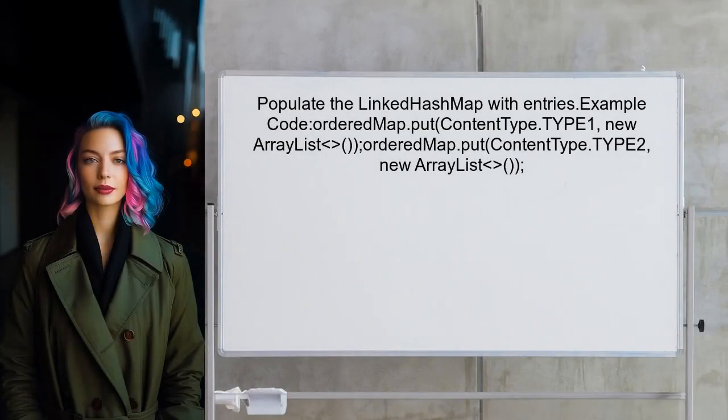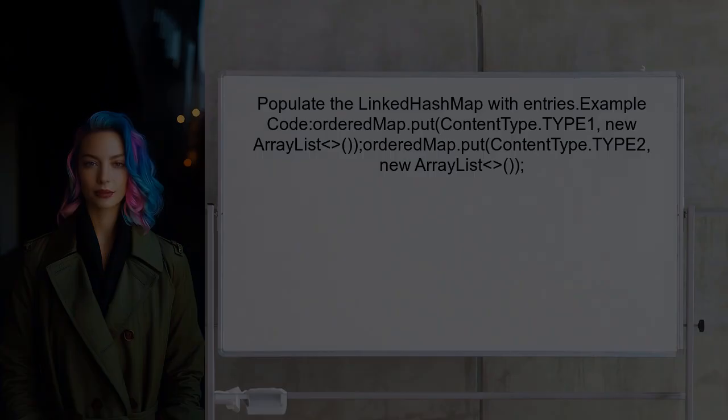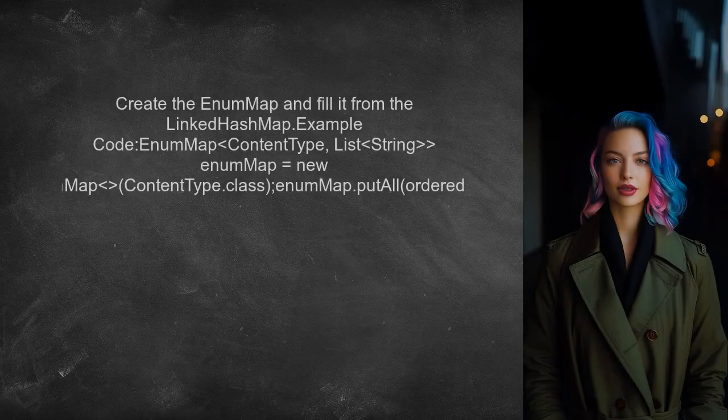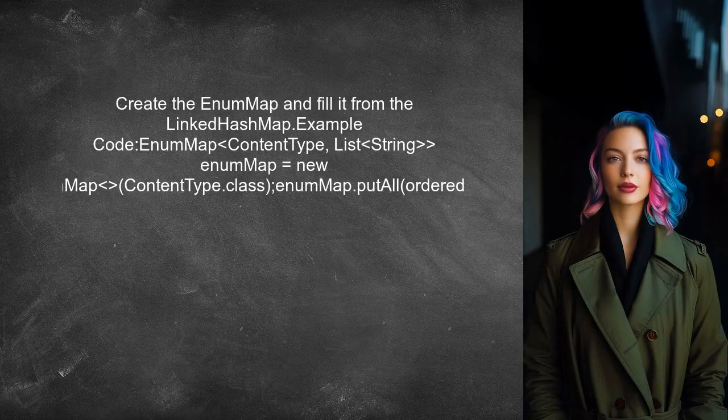Next, the user should populate the linked hash map with the desired entries. After that, they can transfer the entries to the EnumMap, ensuring that the order is preserved. Finally, the user can create the EnumMap and fill it with the entries from the linked hash map. This will allow them to maintain the order while benefiting from the EnumMap's performance.